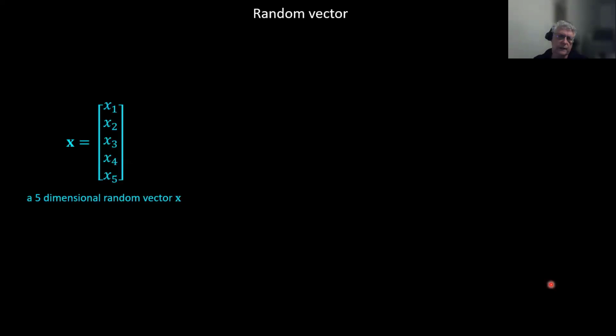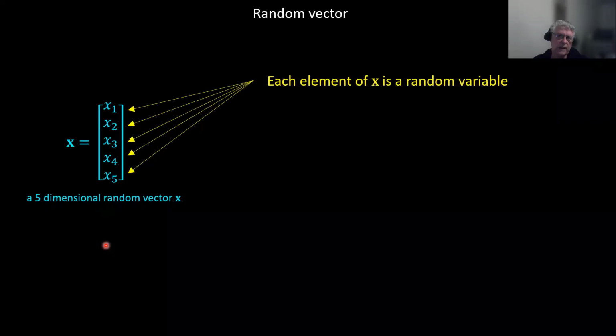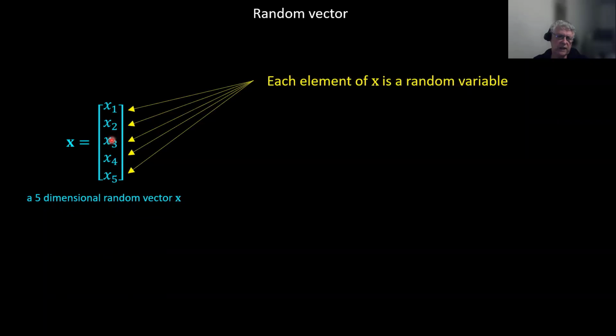Okay, that's random numbers. We're dealing with collections of random numbers. We're dealing with random vectors. So here's a random vector with 5 elements. So it's a 5-dimensional random vector X. It's a random vector because each one of its elements is random. Therefore, each one of its elements has a mean and a standard deviation.